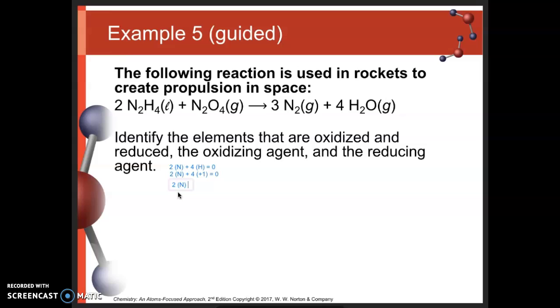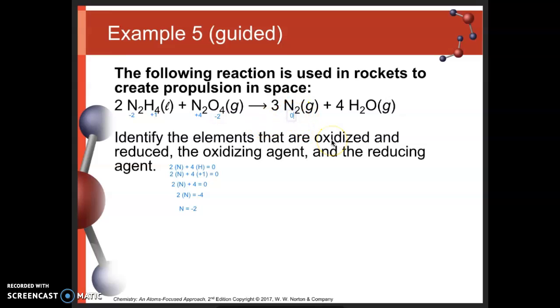2n plus 4 equals 0. 2n equals negative 4, and so n must be negative 2. So I've got a negative 2 on the nitrogen here. I've got a positive 1 on that hydrogen. I can follow similar lines of logic for the others. I would get a positive 4 for the nitrogen here and a negative 2 for the oxygen there.